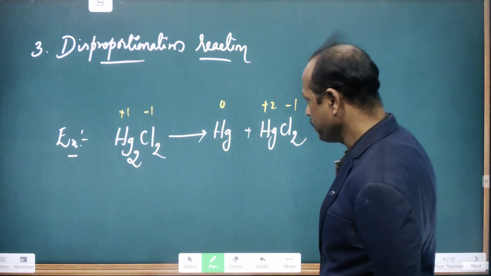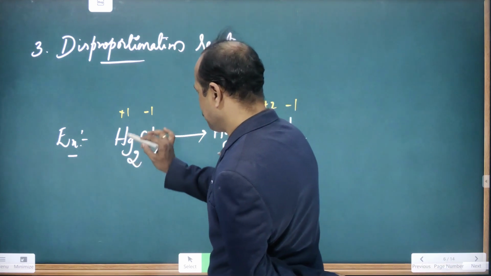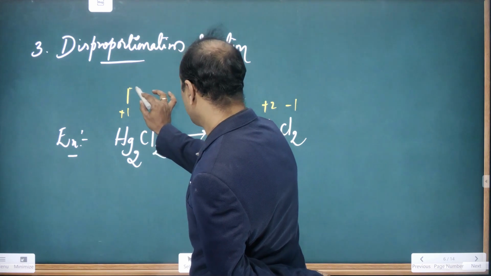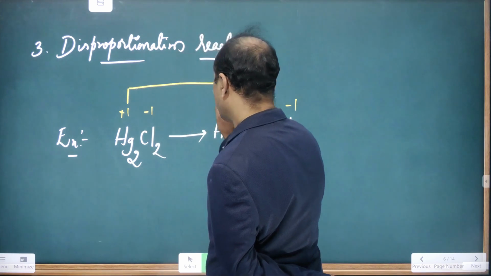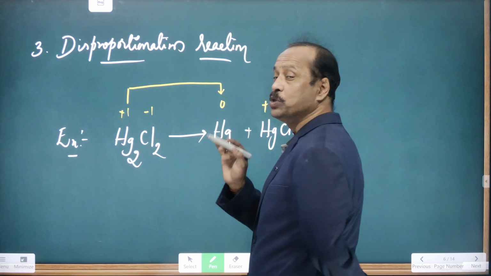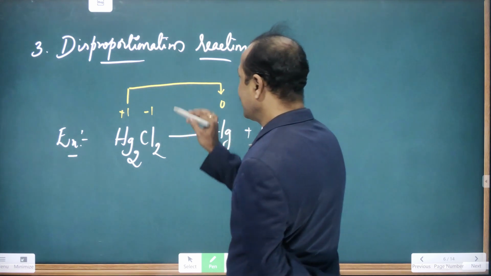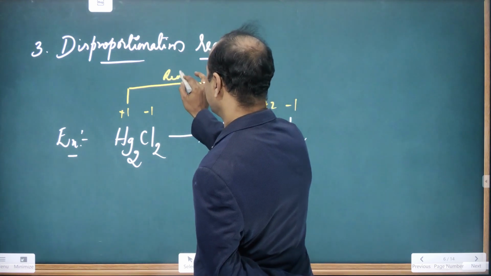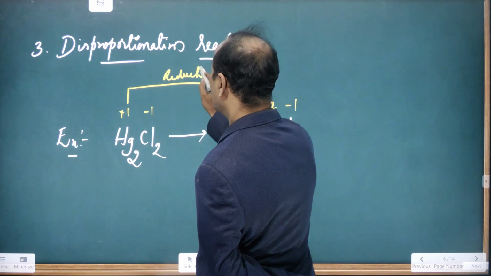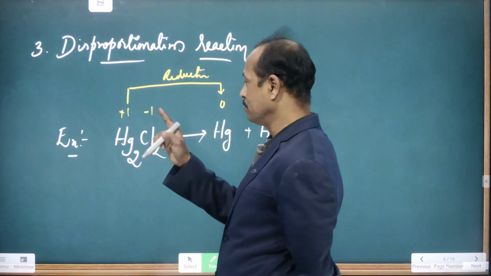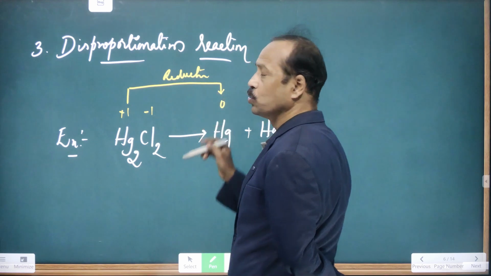Now observe carefully here. Here mercury goes from +1 to 0. +1 to 0 means what? Decreasing. Decreasing is what? Reduction. Which element is going under reduction? Mercury. Mercury is undergoing reduction.